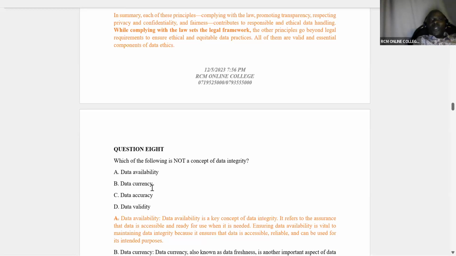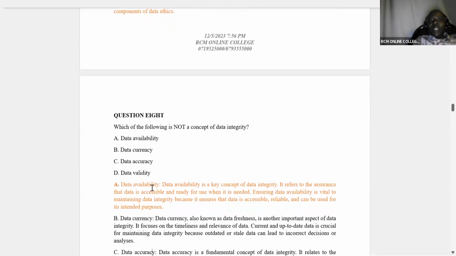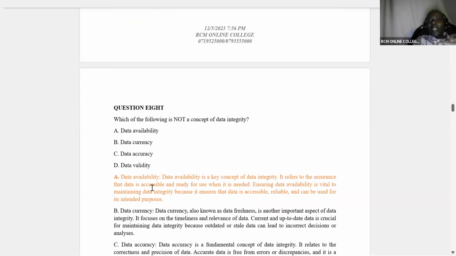Which of the following is not a concept of data integrity? Data integrity means whatever the data is, current. Don't use very, very old data and then you want to tell us that this data portrays integrity. Ladies and gentlemen, remember, integrity is all about reliability. Integrity is all about being straightforward. All right? So in this case here, if this data is to be reliable, it has to be current.